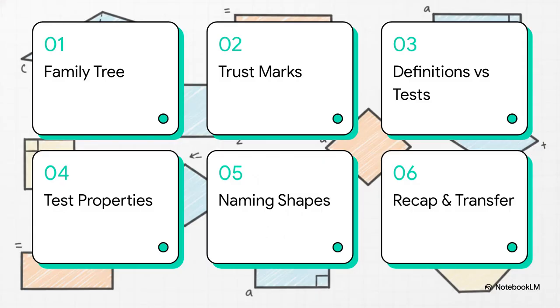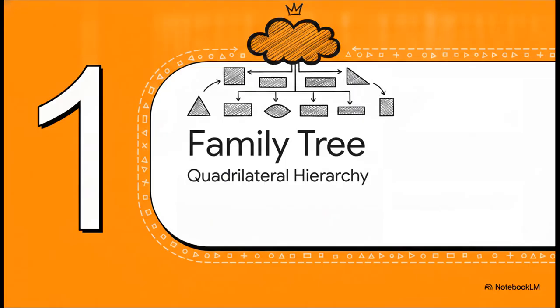Here is a quick look at our agenda for today. First, we'll map out the quadrilateral family tree. Then we'll learn to trust marks over looks. After that, we'll dive into definitions versus sufficient tests, do a couple of pause checks to test your new skills, and finish up with a recap and a transfer question. Let's dive in. Section 1.